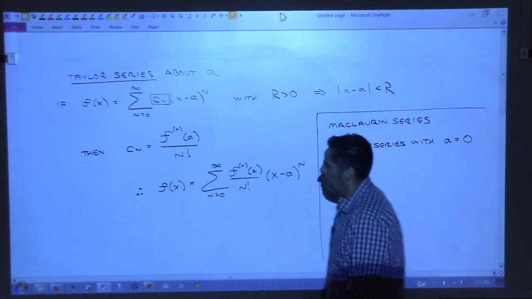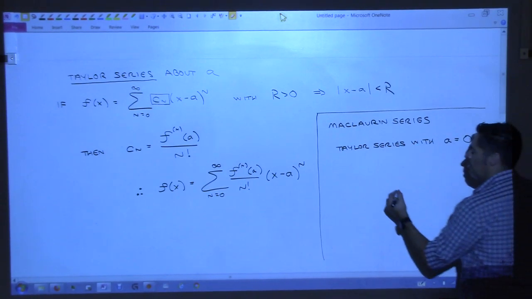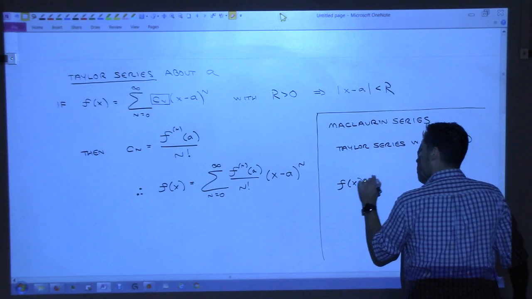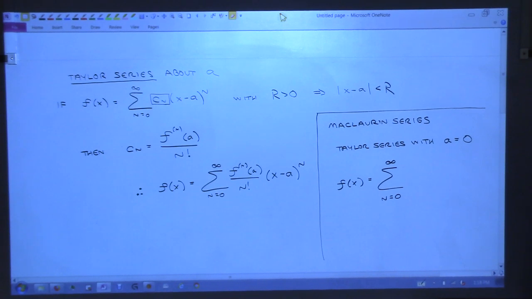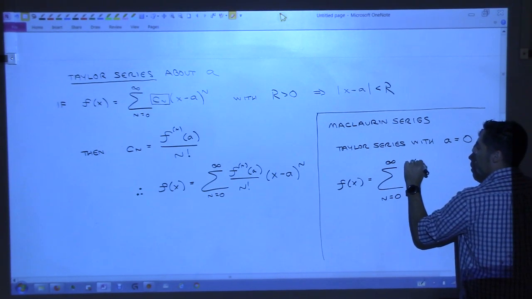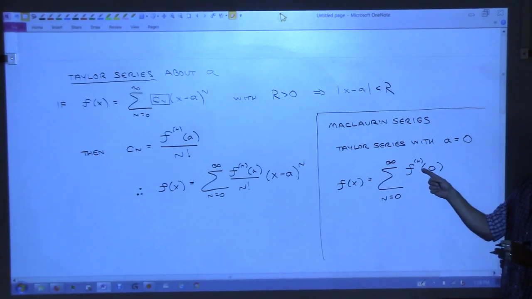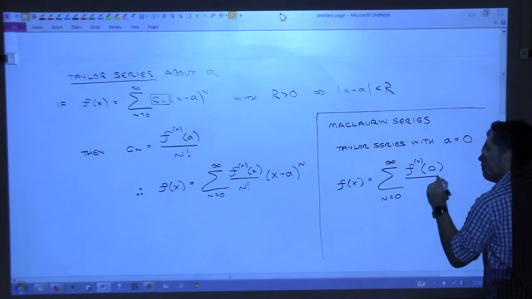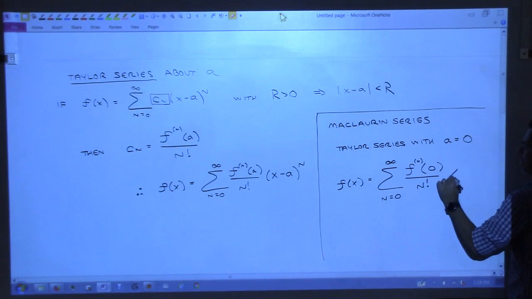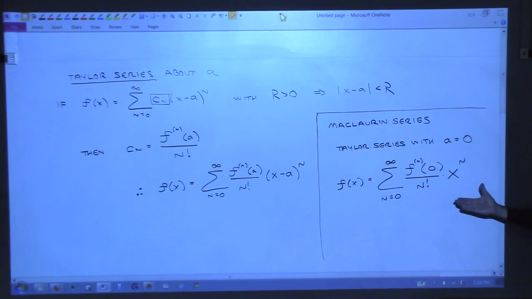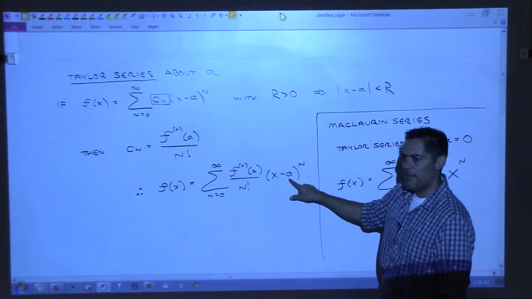Understand? All right. So if we do that formula with a being 0, what does the series look like? The nth derivative, that's still the same, right? The nth derivative at 0 though. We're going to be plugging 0 into the derivative, and then dividing by n factorial. And then x minus a, but a is 0, so shouldn't this just be x to the n right here? That's a Maclaurin series. Just replace a with 0 and that with 0. All right?